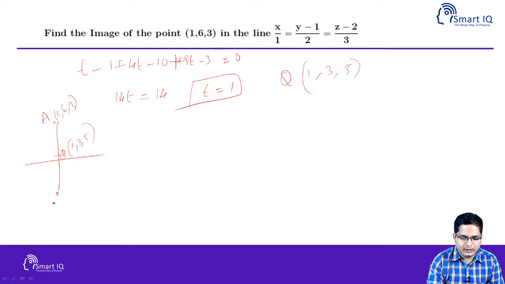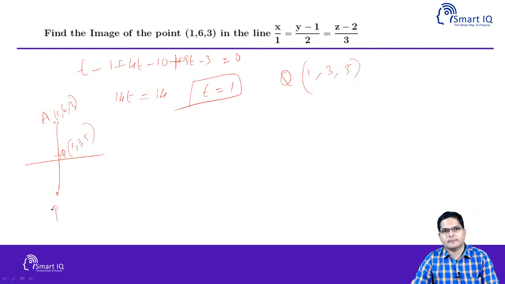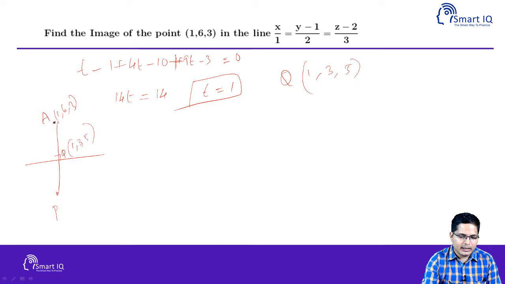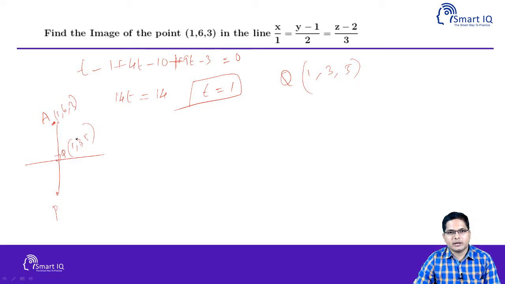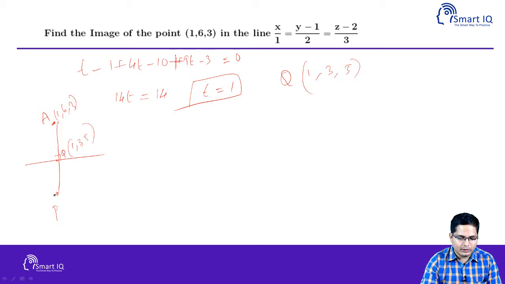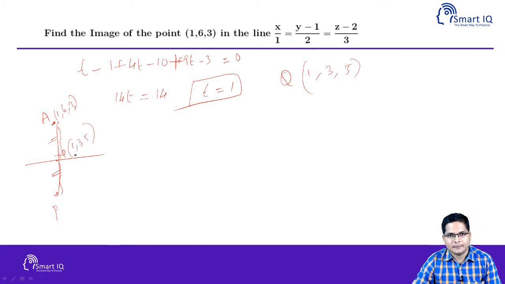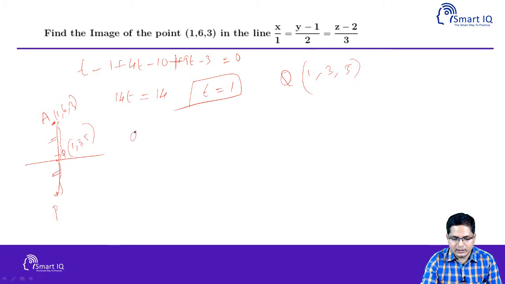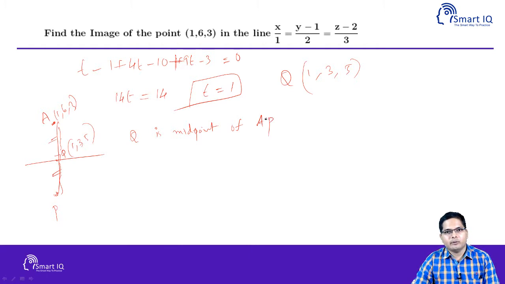This is the image P. What do you mean by image? Suppose a person starts at A and reaches Q; that same distance he should cover from Q to the point P. So basically this distance is the same as this distance. Distances are equal, so what do you call Q as? Midpoint. So basically Q is the midpoint of AP. And how will you find the midpoint?